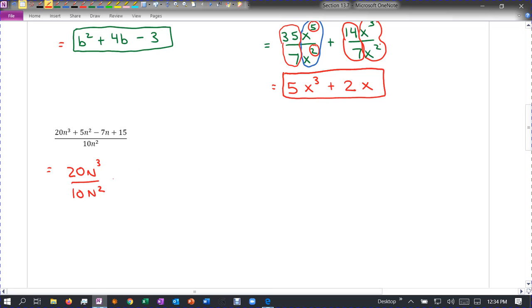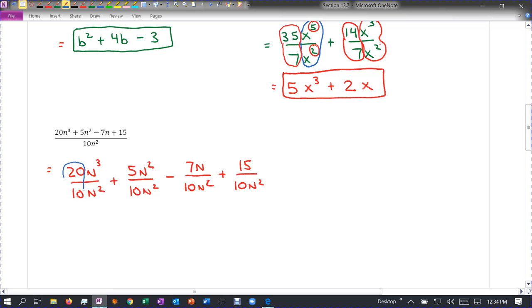Okay. Plus 5n squared over 10n squared, and then minus 7n over 10n squared, and then finally plus 15 over 10n squared. Okay, let's take a look at this first one.